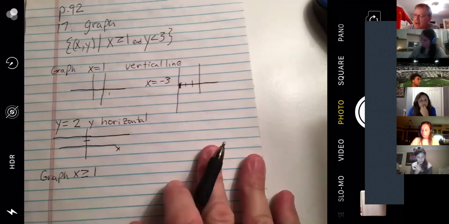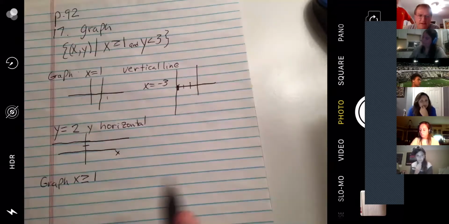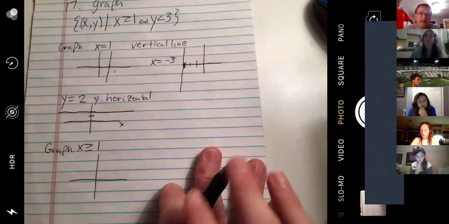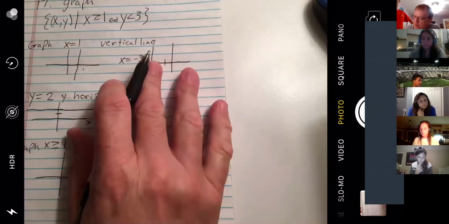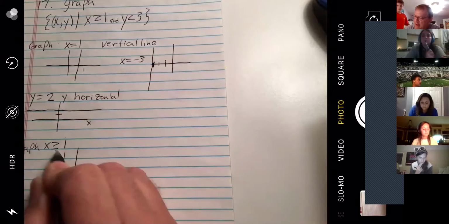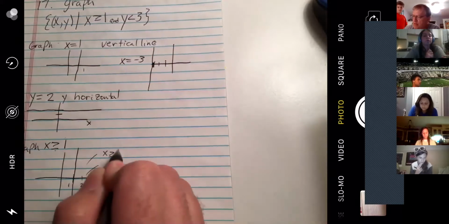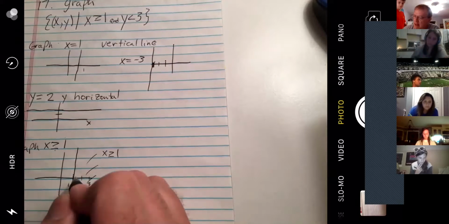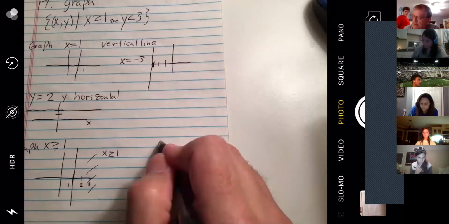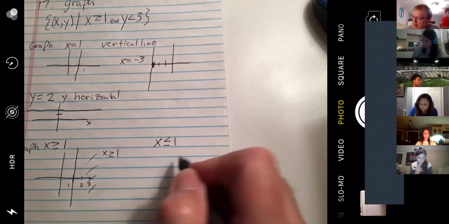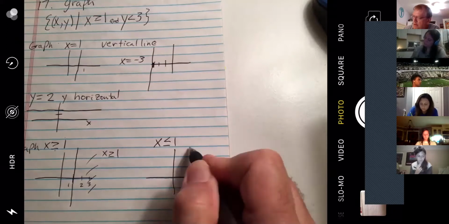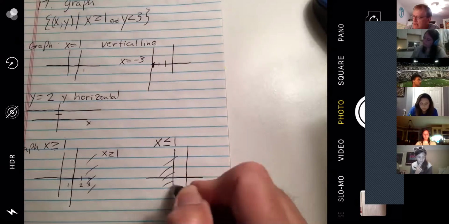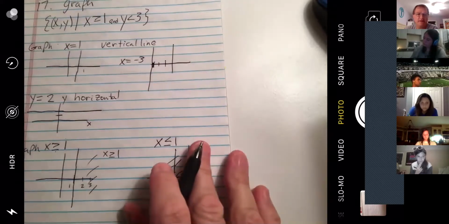Okay. I find 1, x, that's an equal. The bar means an equal, so it's got this case in it. So I find 1, I do a vertical. Now that's x equals 1, here's 2, here's 3. So x greater than 1 is this side. X greater than or equal to 1 shades to the right of that vertical line. I'll draw it over here. X less than or equal to 1 would shade to the left side. 1, still a vertical, but you're shading on the left. Does that make sense by itself?